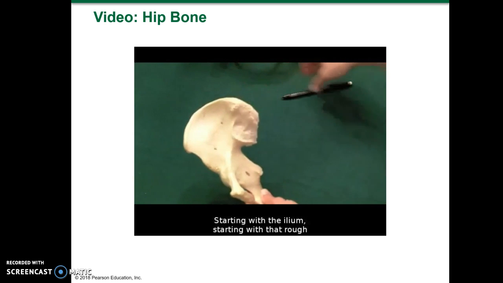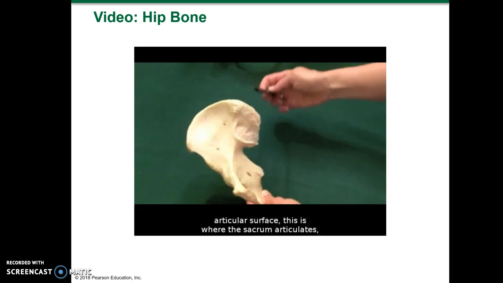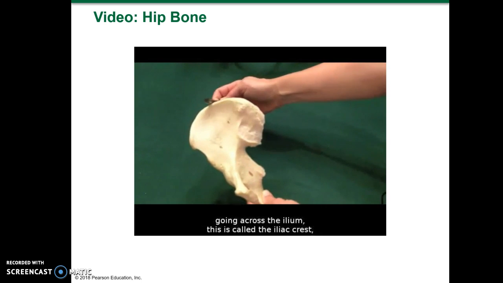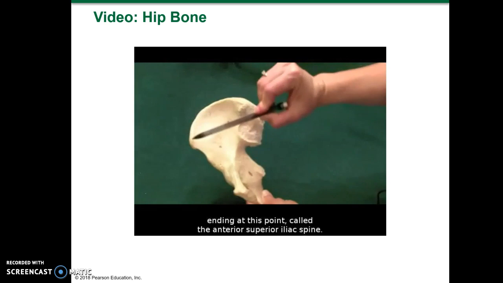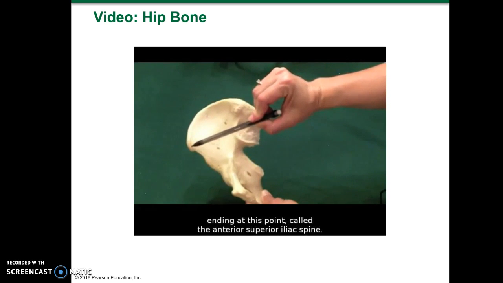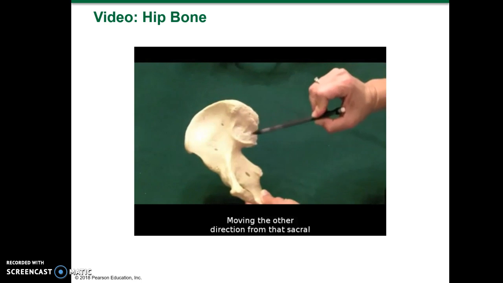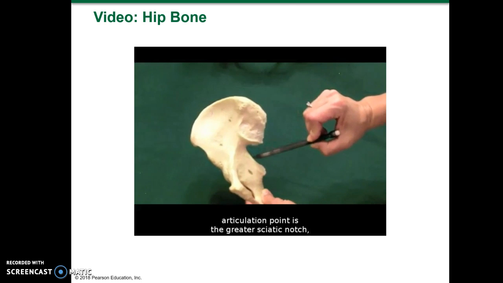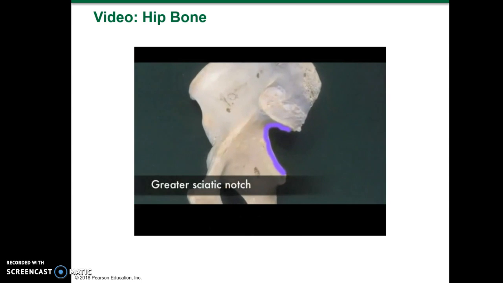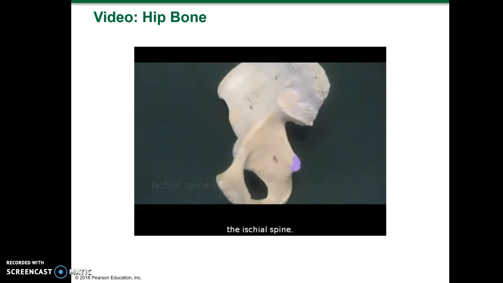Starting with the ilium, starting with that rough articular surface, this is where the sacrum articulates. Going across the top of the ilium is called the iliac crest, ending at this point, called the anterior superior iliac spine. Moving the other direction from that sacral articulation point is the greater sciatic notch, the ischial spine.